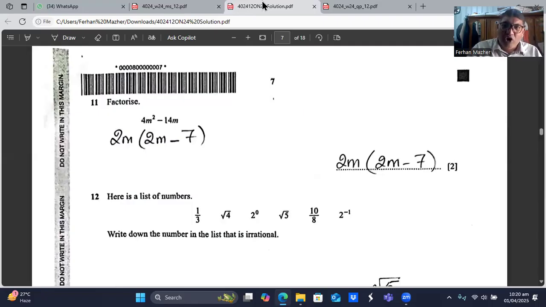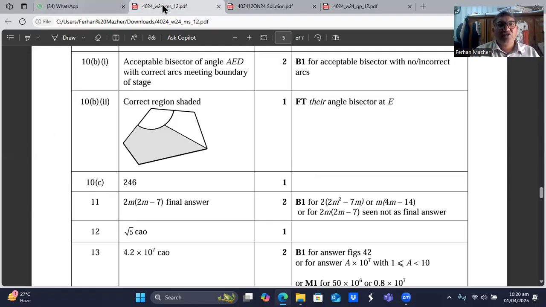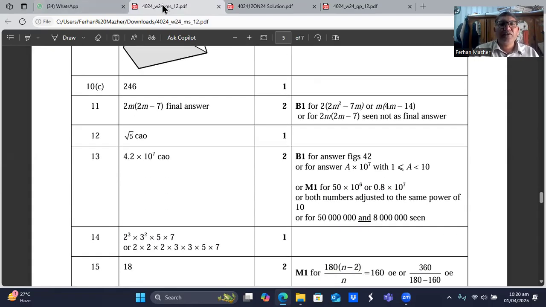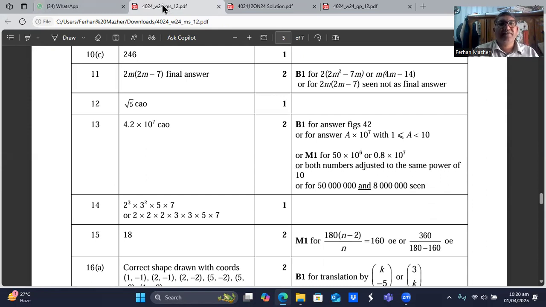So I will take 2m common, and when I take 2m common, divide 4m square by 2m, you get 2m, minus 14m divided by 2m, that you get minus 7. So 2m bracket 2m minus 7 bracket close. So this is how this is done. Question number 11, you can see our answer is right.